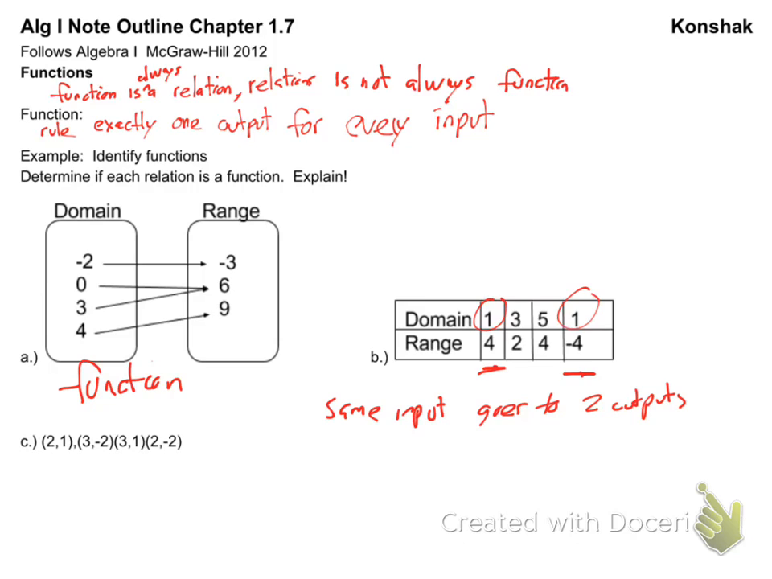Any questions so far? You're looking for inputs to outputs. And part C, giving you a set of points. 2, 1, 3, negative 2, 3, 1, and 2, negative 2. Function or not function? No. Actually, I forgot to state that this one is not a function.